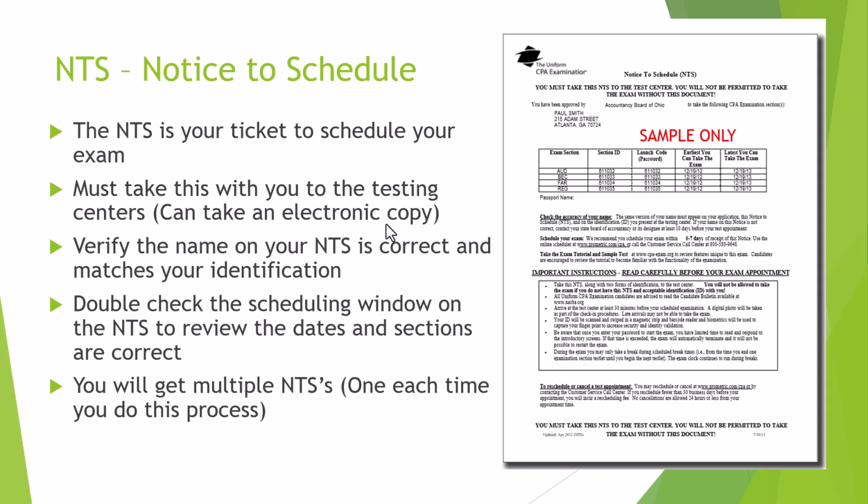A couple of key things. You need to make sure that your name on that notice to schedule matches all of your identification. Make sure that they haven't mixed up your first and last name. Make sure they haven't misspelled it. Or if you have gotten married or changed your name in the interim, you need to work with your state board and with NASBA to get that corrected. Also, double check the scheduling window to make sure you know exactly when your exams expire. And note that if you're taking multiple parts of the exam, you will have multiple notices to schedule. That is fine. Just keep track of which one is which for each exam.